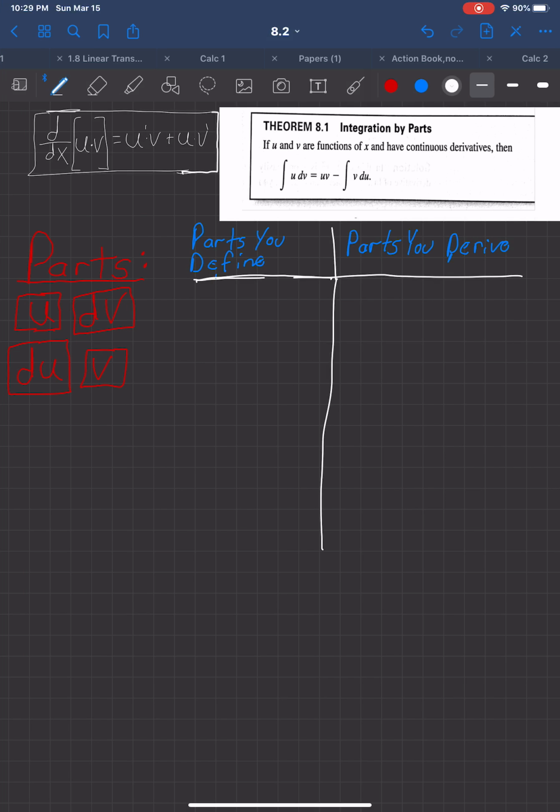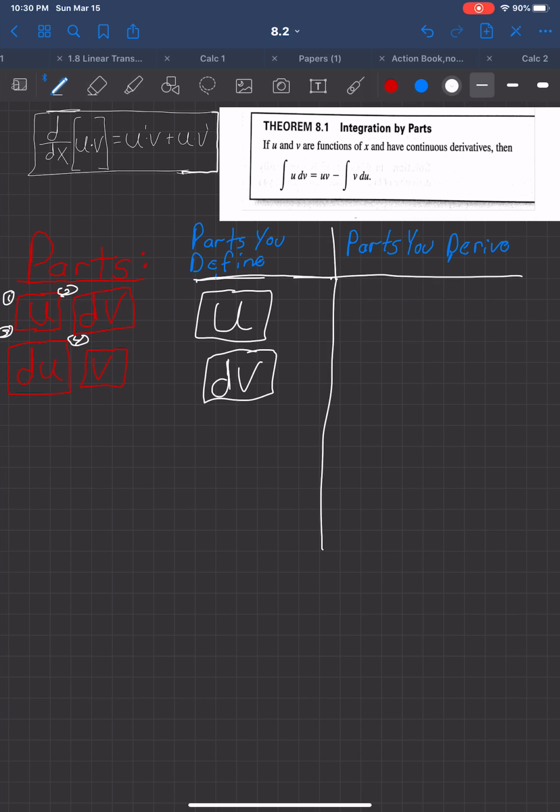So notice off to the left here, I have written 4 different parts that you have. So parts 1, 2, 3, and 4. So you have u, du, v, and dv. Now here's the important part. What do you have control over in this integration by parts technique? Well, you have control over how you want to define u, and you have control over how you would like to define dv.